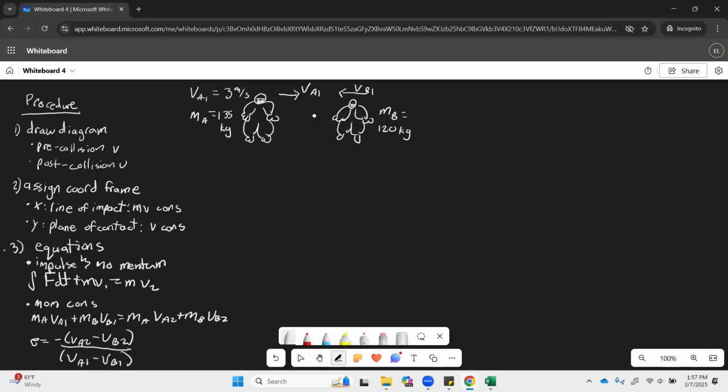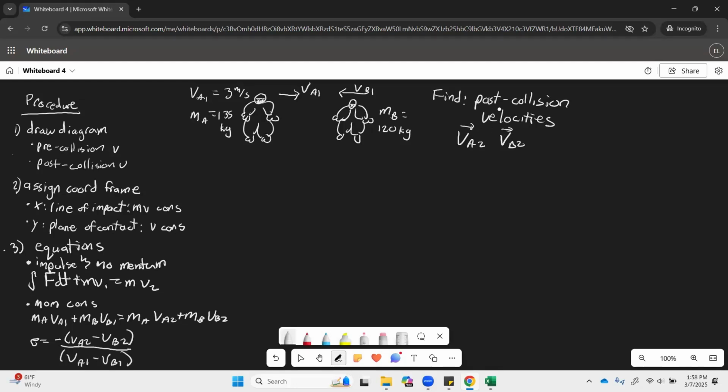So if we're given these pre-collision speeds and the masses, we need to find the post-collision velocities. So that would be VA2 and VB2.